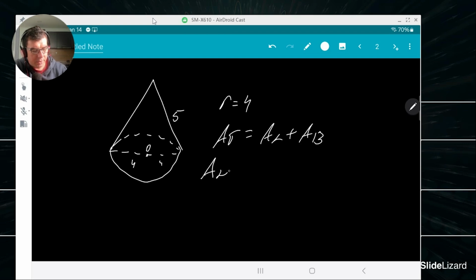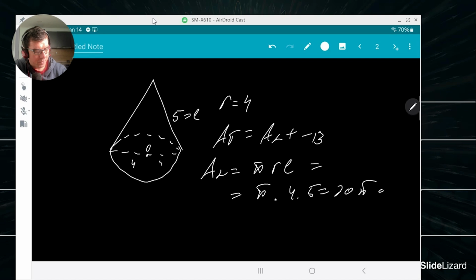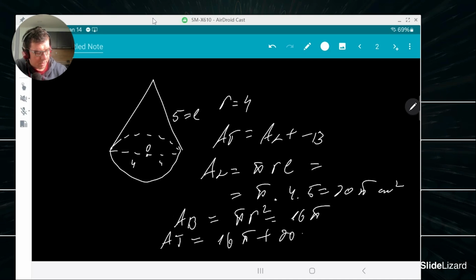The lateral area we calculate with the formula pi r L. Let's denote the slant height with L. So this would be pi times 4 times 5, which is 20 pi. And the area of the base, obviously, is pi r squared, 16 pi. So the total area would be 16 pi plus 20 pi, 36 pi centimeters squared. And that's the answer.